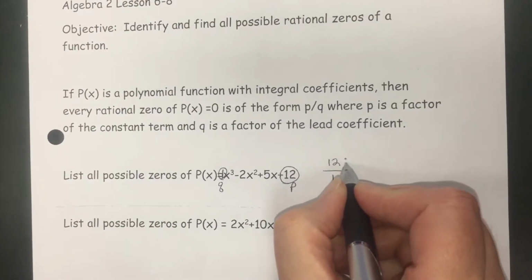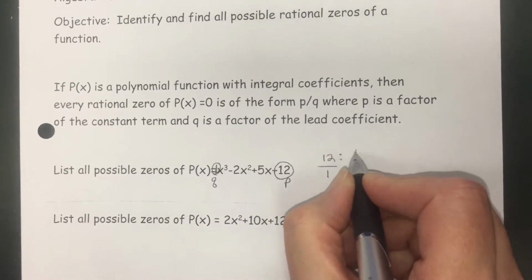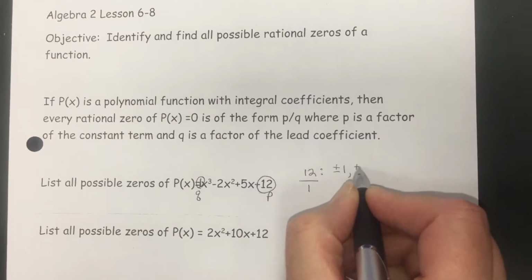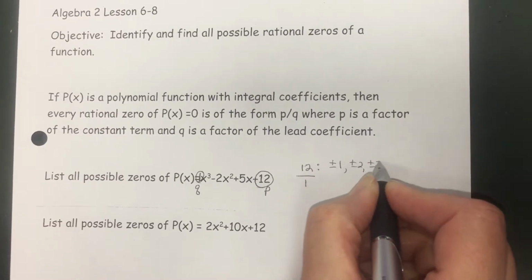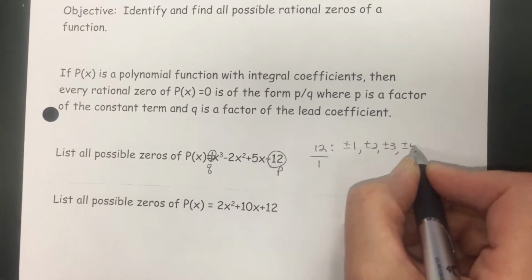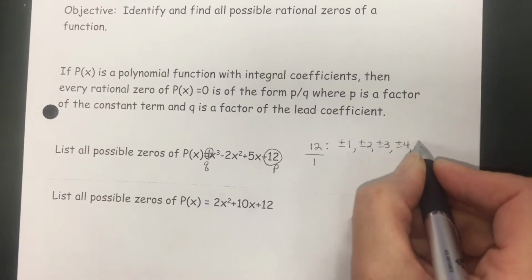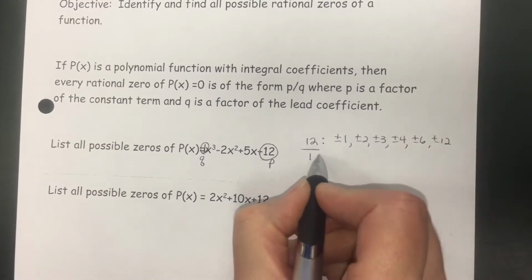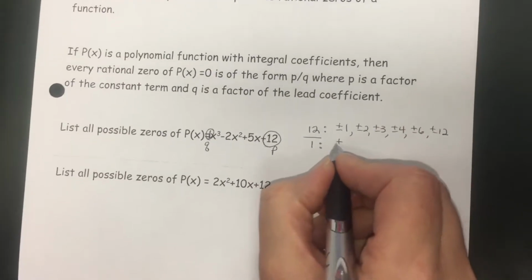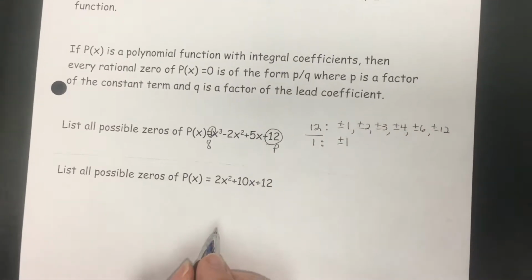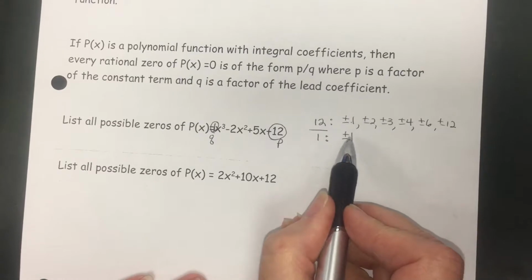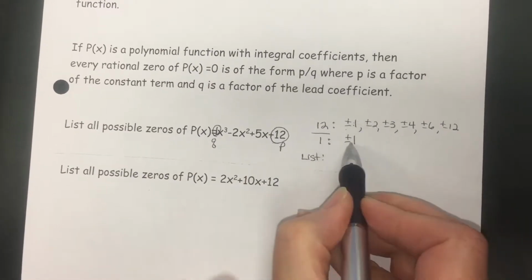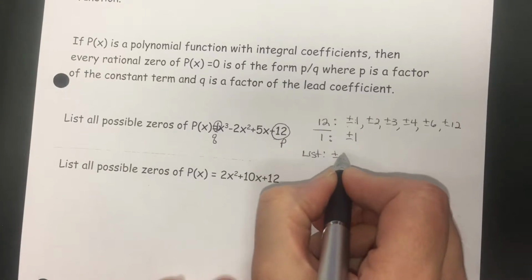So if we list all the factors of 12, we'd have plus or minus 1, plus or minus 2, plus or minus 3, plus or minus 4, plus or minus 6, and plus or minus 12. The only factors of 1 are plus or minus 1. So if I do the division, I would get 1 divided by 1. So here is my list. 1 divided by 1 would be plus or minus 1.